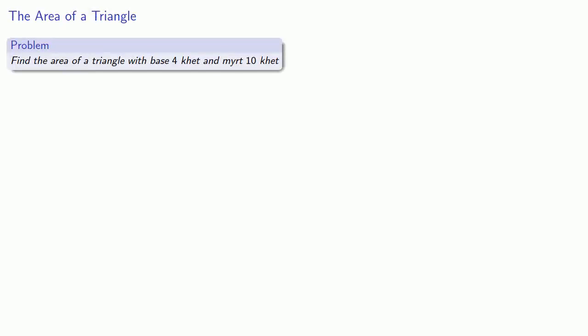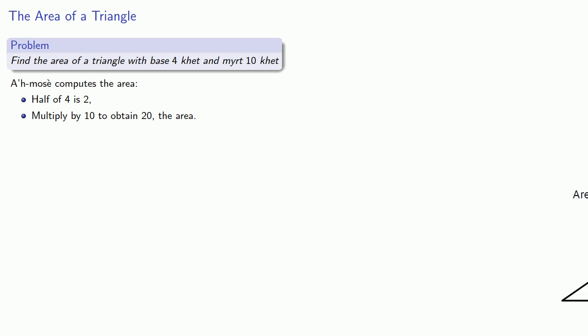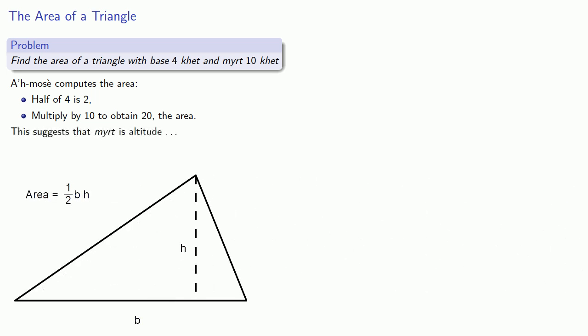For example, one of the problems is that Ahmose computes the area of a triangle with a base of 4 chet and a mirt of 10 chet. So there are many unfamiliar words here, but we do know that a chet is a unit of length about 150 feet. And Ahmose computes the area, takes half of 4 to get 2, and then multiplies by 10 to get 20, the area. And if we think about our area formula for a triangle, this suggests that the term mirt must mean the altitude of the triangle.